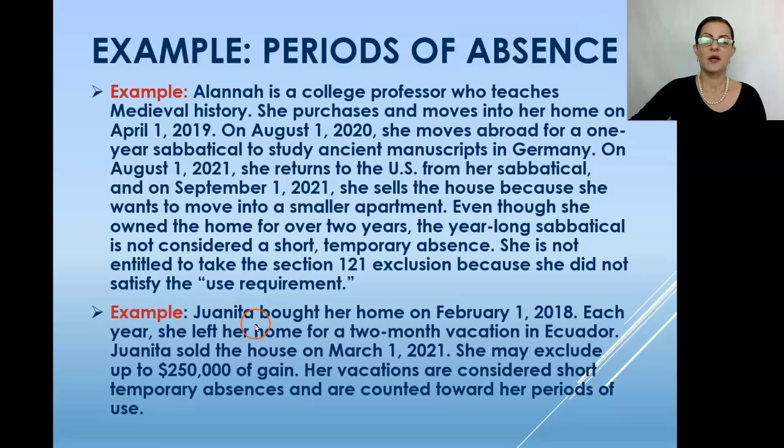Example number 2. Juanita bought her home on February 1st, 2018. Each year she leaves her home for a 2-month vacation in Ecuador. Juanita sold the house on March 1st, 2021. She may exclude up to $250,000 of gain. Her vacations are treated as short temporary absences and are counted towards her periods of use. So she would count the time that she was on vacation as time living in the home because they're short. 1 month, 2 months, that sort of thing. But if you're gone from the house for a year or longer, then that doesn't count as a period of use.